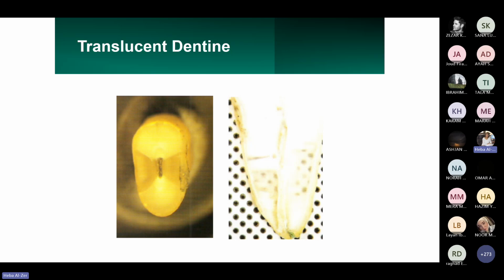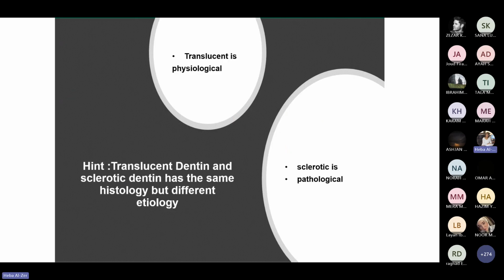So the peritubular and the intertubular dentine have the same refractive index, and they refract light the same way, which makes them translucent. In cross section, they look like a butterfly shape. Remember, again, translucent dentine is physiological. In a minute, we will talk about something called sclerotic dentine, which has the same shape and the same appearance, but it happens because of a pathology, a pathological stimulus. We'll come back to it.